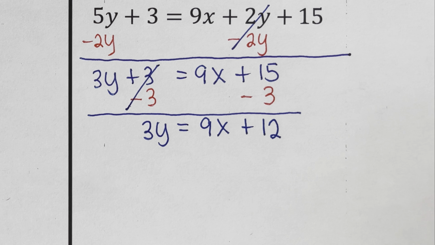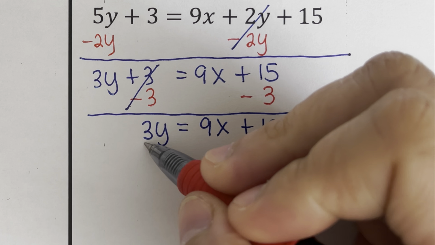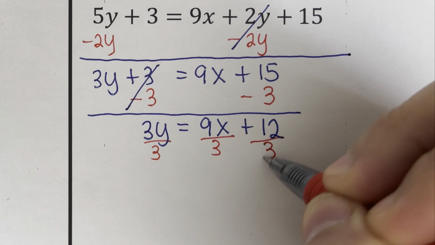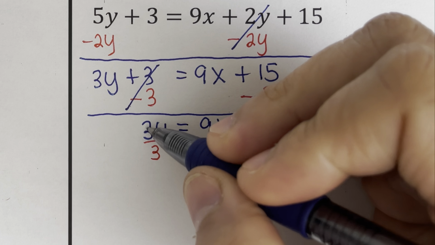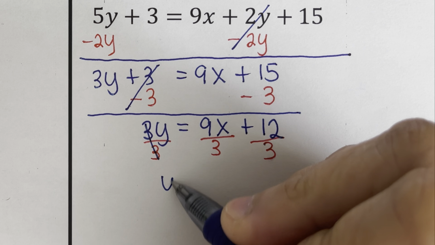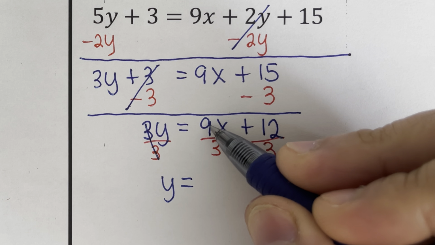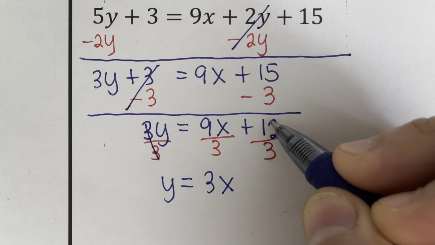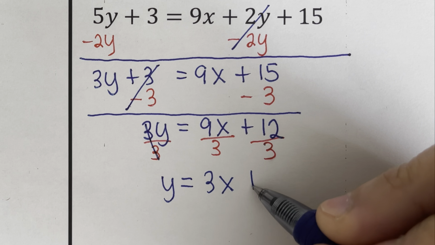So then we want y by itself, so we can divide both sides by 3, divide this by 3, and divide this by 3, so we can cross the 3 out. So we are left with y is equal to 9x divided by 3 is 3x, and then we have 12 divided by 3 is 4.